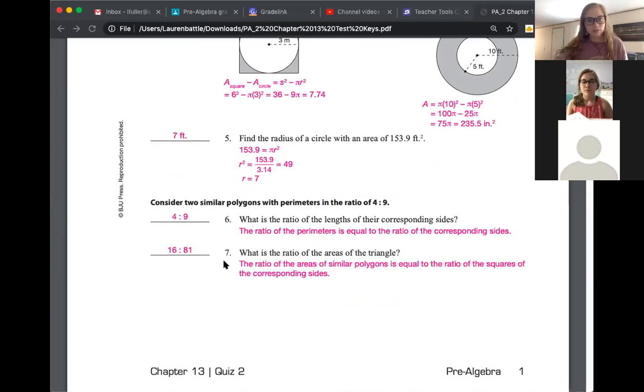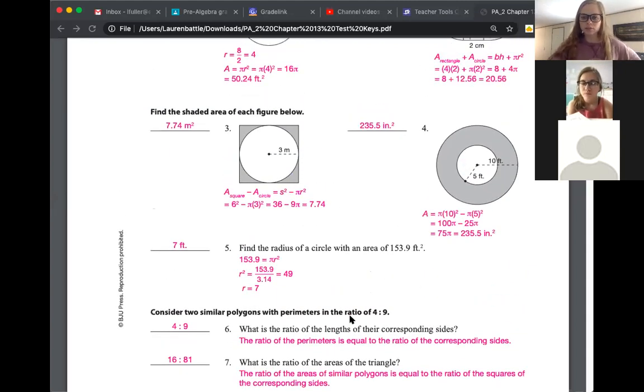So that's number 7. The ratio of the areas of the triangle. Well, if the corresponding sides are 4 to 9, then the areas would be 4 to 9 squared, which would be 16 to 81. Any questions on page 1? Okay.